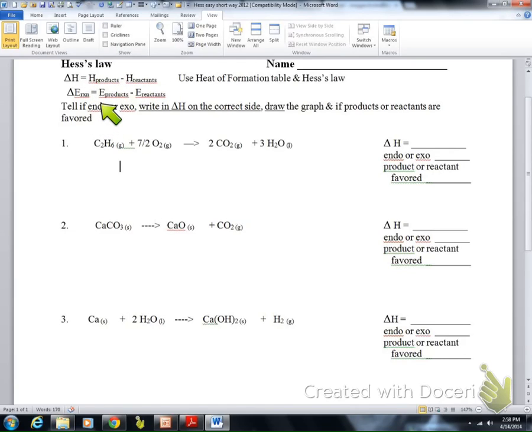We're then going to tell if the total reaction is endo or exothermic. We're going to write out the change in H on the correct side of the formula. We're going to draw the graph, and we're going to identify what is favored, the product or the reactants.